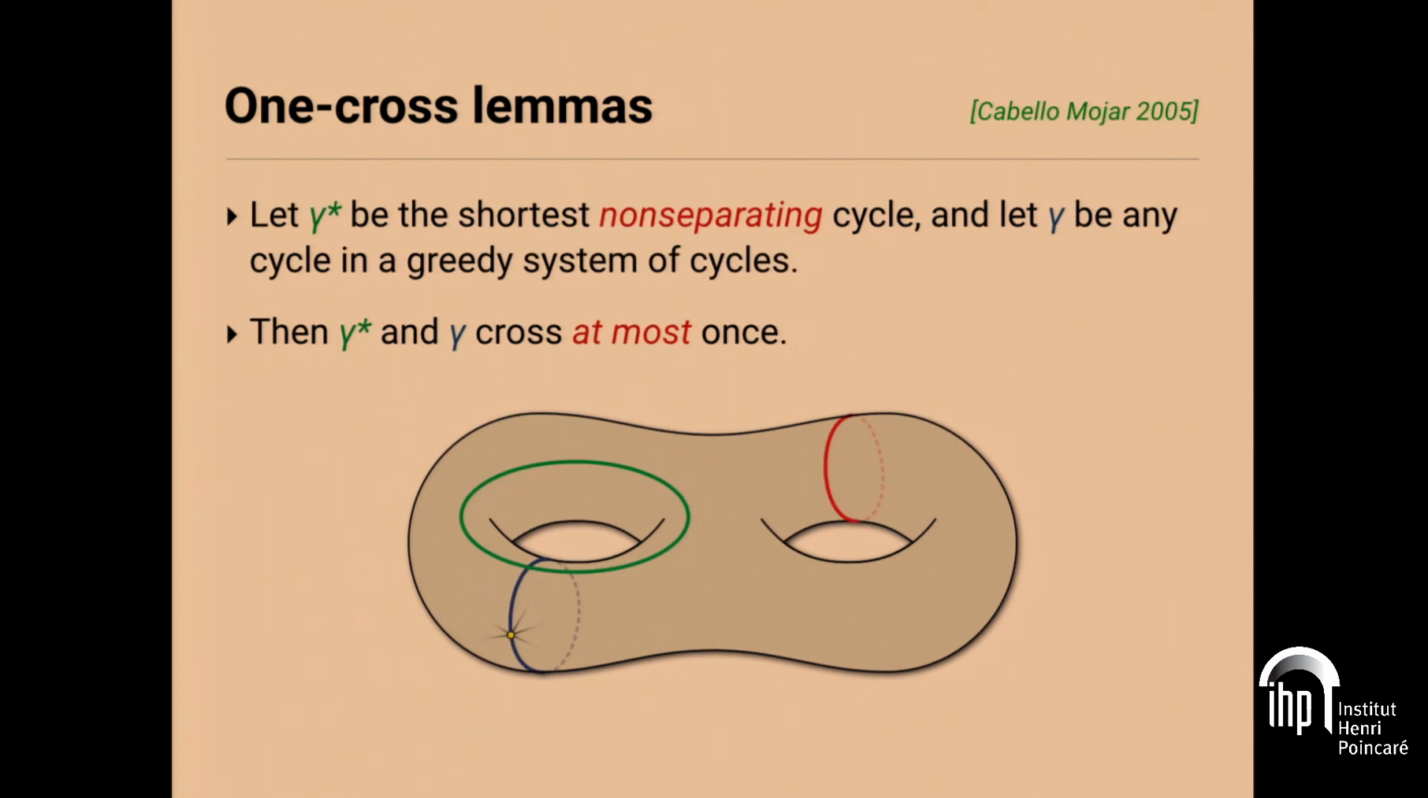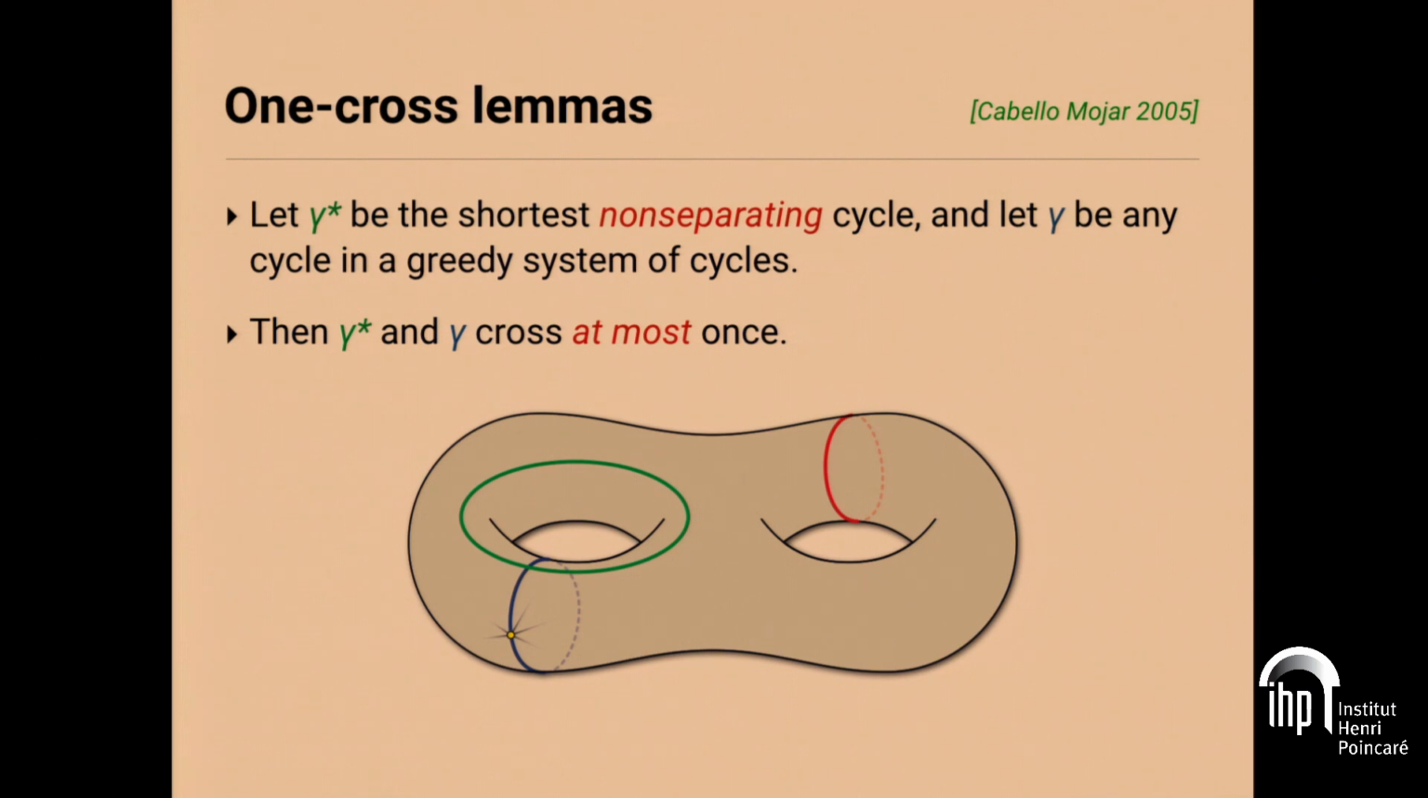So it must cross at least one cycle in any system of cycles at least once. But on the other hand, if I take a greedy system of cycles, the shortest non-separating cycle crosses each cycle in that system at most once. Okay? So I have a greater than and I have a less than.